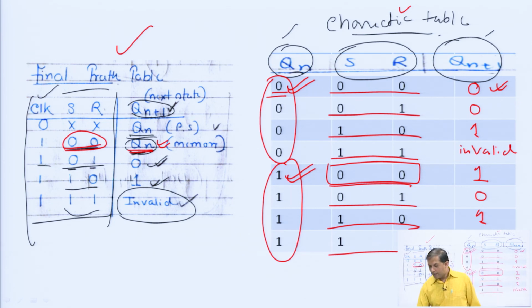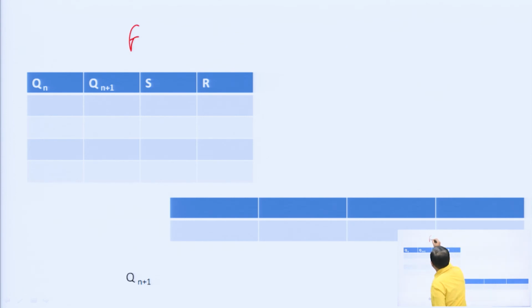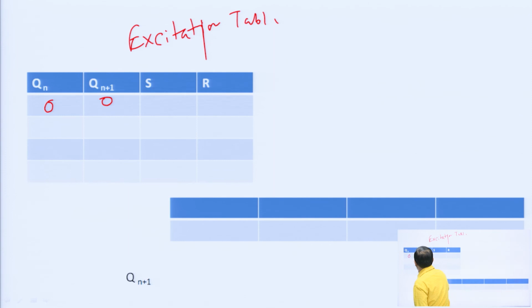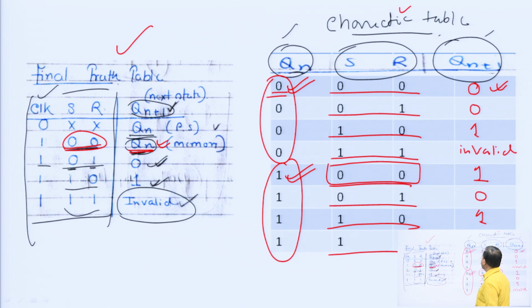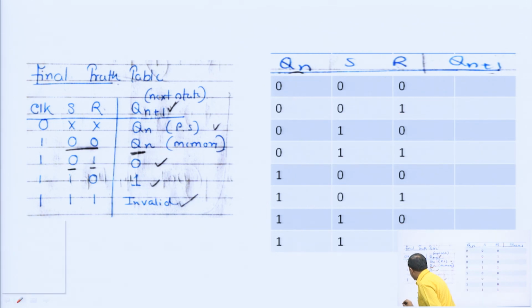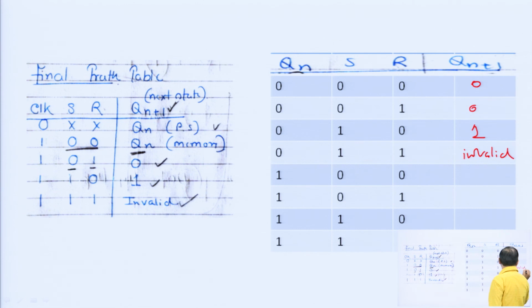From this table we will make the excitation table, and this is the most important table. Here we have Qn plus 1 as 0 0 0 1 1 0 and 1 1. Just look at the previous table and you can check it. Here again I am writing Qn, 0 0 1 invalid, 1 0 1 invalid.